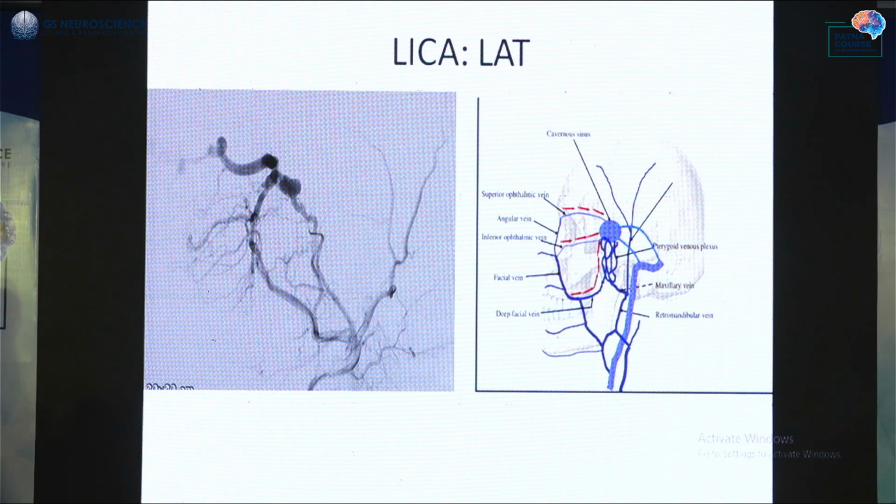So these are the DSA images, and this is the external carotid artery injection, and we can say this is a middle meningeal artery. This is the cavernous sinus, which is filling. This is the superior ophthalmic vein. The middle meningeal artery is directly connecting to the cavernous sinus. There is a superior ophthalmic vein, inferior ophthalmic vein, angular vein, and a lot of facial veins.